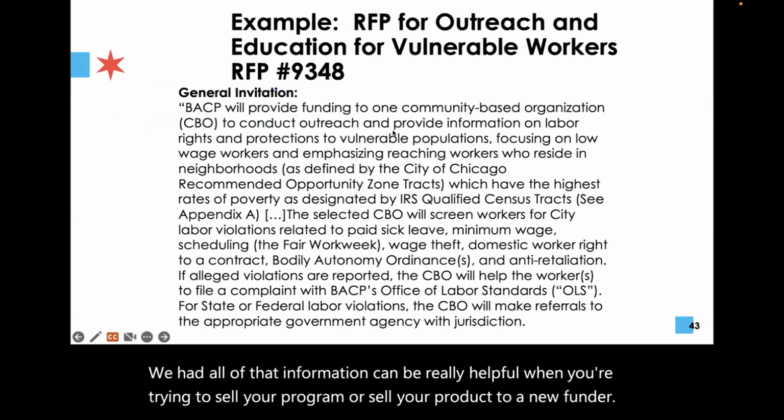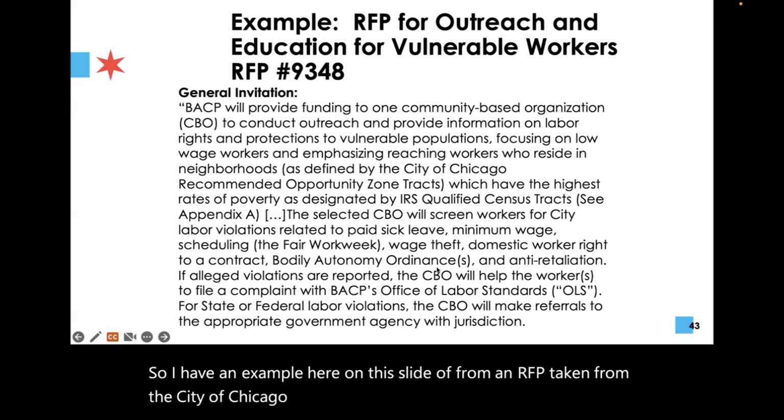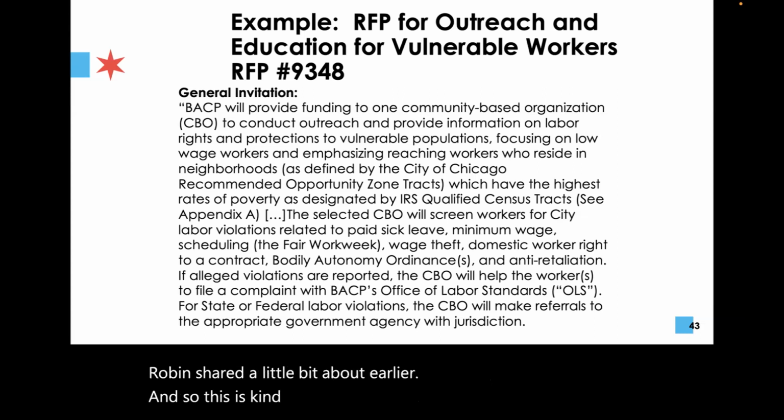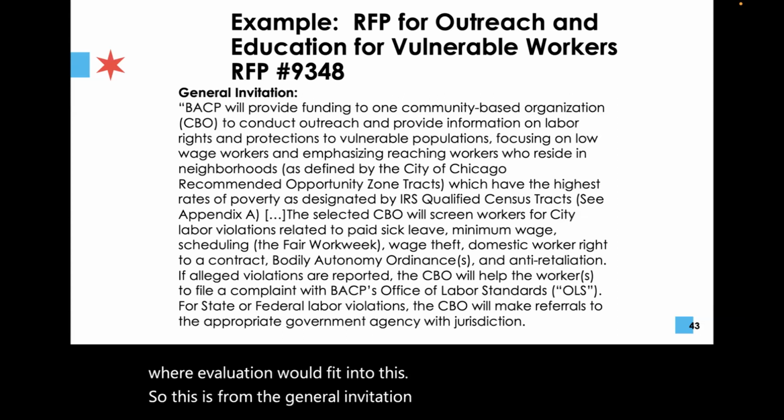So I have an example here on the slide from an RFP taken from the City of Chicago's e-procurement portal, which I think Robin shared a little bit about earlier. I'm just going to read this off and point out where evaluation would fit into this. So this is from the general invitation section, right at the top of the RFP.